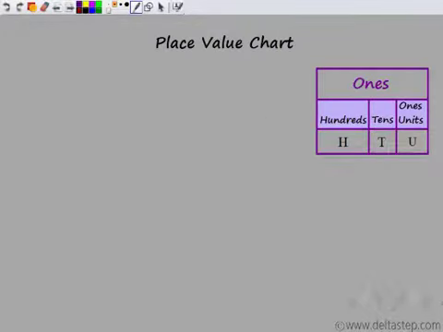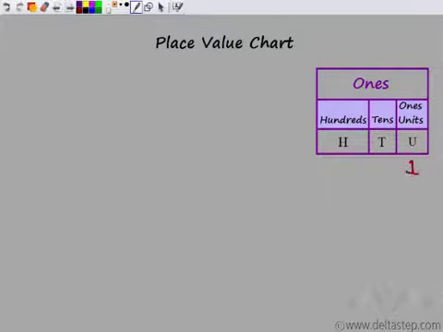So if you write down any number, then the rightmost digit represents the number of ones, which can be shown by a capital letter U. Then the number of tens is the second digit. The third digit shows the number of hundreds. Now ones, which is represented by U, is 1.